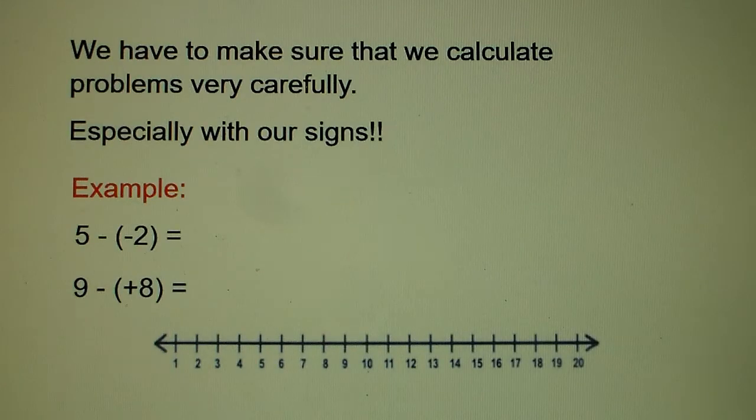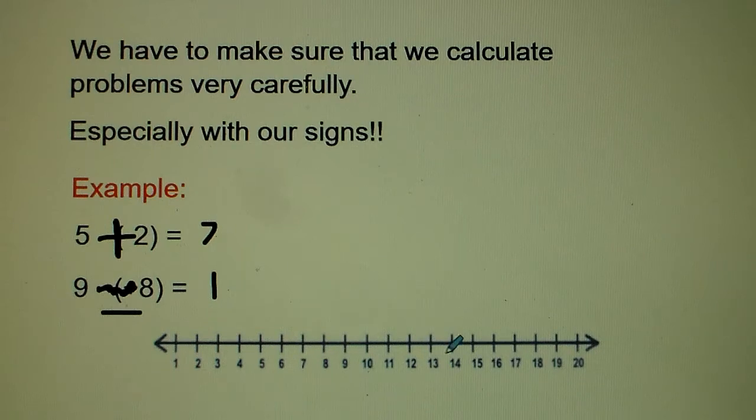So now, we want to make sure we calculate problems very carefully, especially with our signs, when we're adding and subtracting integers. When you have 2 negatives in a row like this example, 5 minus parentheses a minus 2, close parentheses, these two negatives in a row really make a positive. So this is really saying 5 plus 2, and 5 plus 2 is 7. In this one we have 9 minus a positive 8. Well, when you have a minus and a plus sign, that's really just a minus sign. So plus minus turns into a minus, so 9 minus 8 gets us 1.